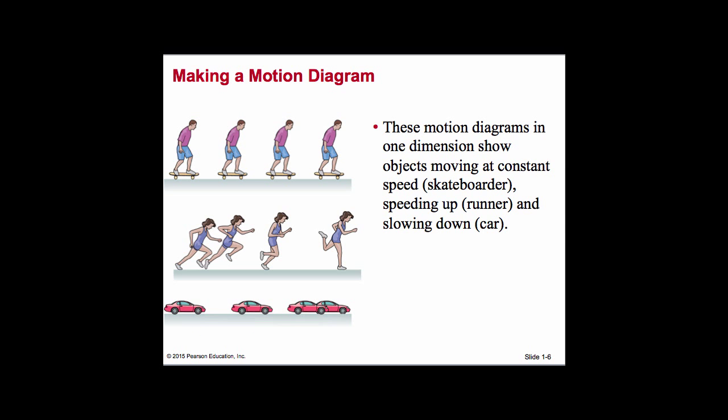Now, we're going to look at a couple simple motion diagrams first, and they're just pictures with evenly spaced time periods. You can see that this person is going at constant speed because the distance from the first picture to the second picture is the same as the distance from the second picture to the third picture. But this person here, we could tell, is speeding up. You can see the distance between each picture is increasing, and that's because the time between each picture is the same. And here, you can see that this car is slowing down.